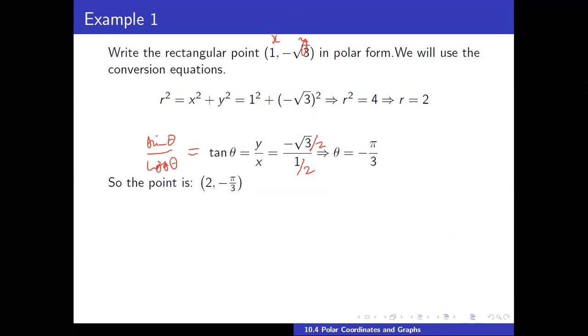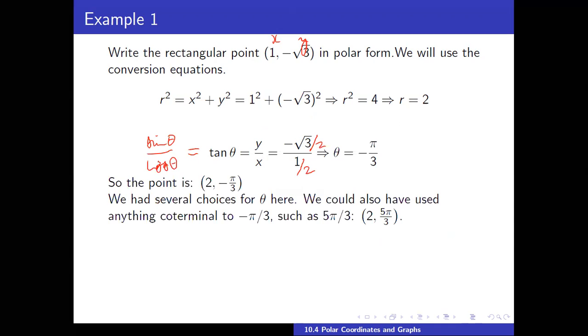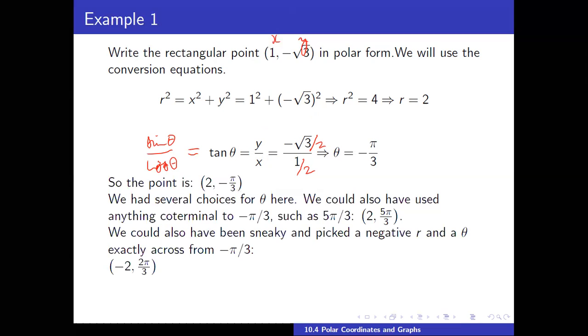And so one way to express this point in polar coordinates is 2 for the radius and negative pi over 3 for the angle. But that's not the only choice. You could have also used 5 pi over 3, right? 5 pi over 3 would have been a legitimate way to express that, because that's just 2 pi more than negative pi over 3, okay? And we talked about how we could have also been sneaky and picked a negative r value, correct?